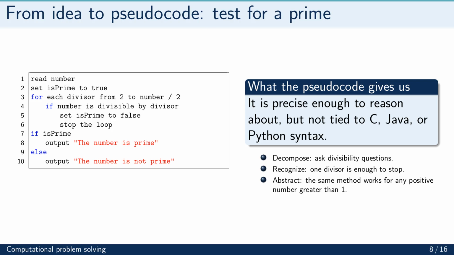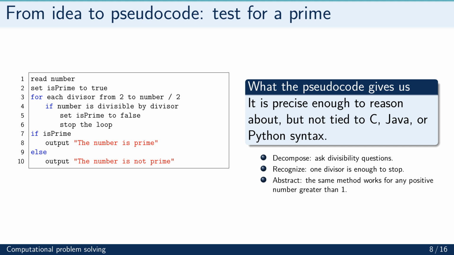This slide demonstrates how an algorithm can be expressed as pseudocode. The example tests whether a number is prime by checking possible divisors. The purpose of the pseudocode is not to teach a particular programming language. Instead, it gives us a precise, readable plan that can later be translated into Python, Java, C, or another language.